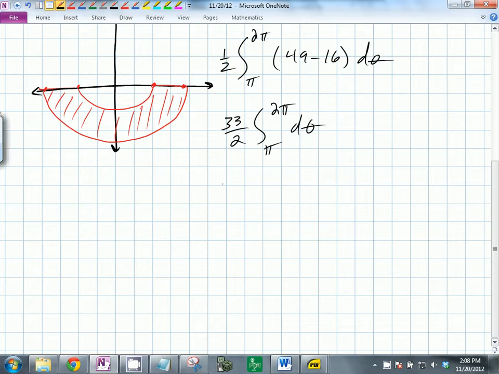So 33 over 2, and then you just have what? 2 pi minus pi. So you end up with 33 pi over 2. Now, what could you do to verify this if you wanted to? You could just use the area function for a circle. It looks like it's going to check out.